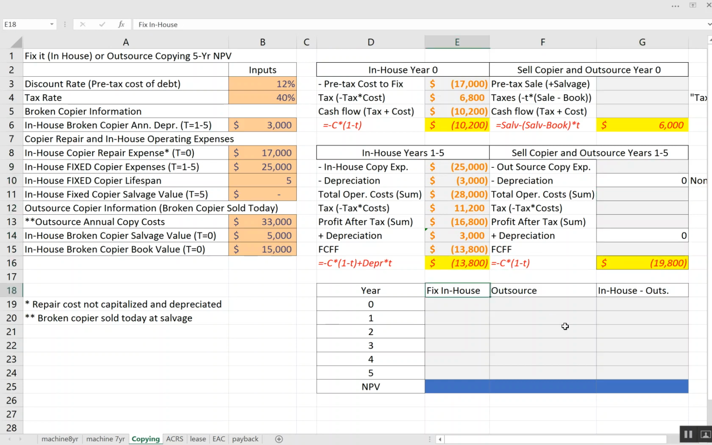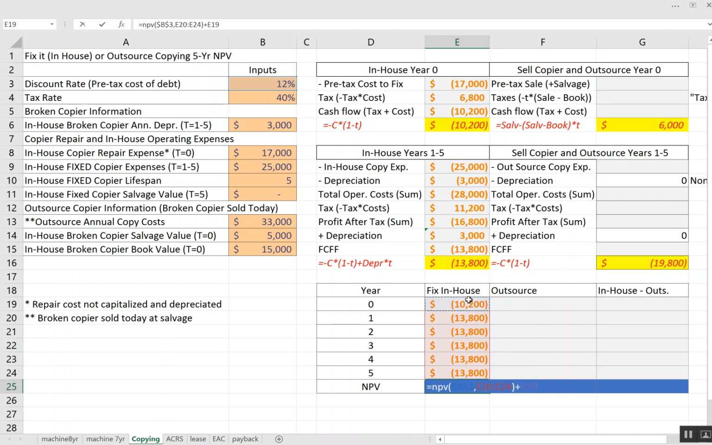Now we can calculate our NPV of keeping in-house. I'll spend $10,200 today. I'll then generate expenses of $13,800 every year, and I can calculate the NPV by typing equals NPV. I'll click on my discount rate, which actually should say the after-tax cost of debt, so let's change that to after-tax cost of debt. I'm going to anchor that, comma, and put in my cash flows from year 1 to 5.